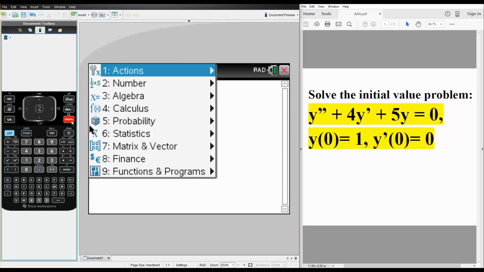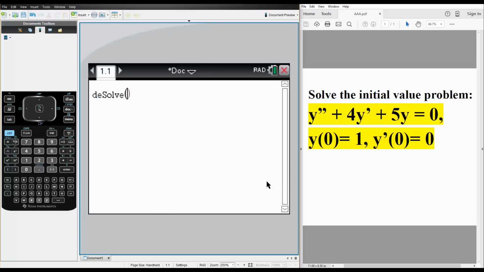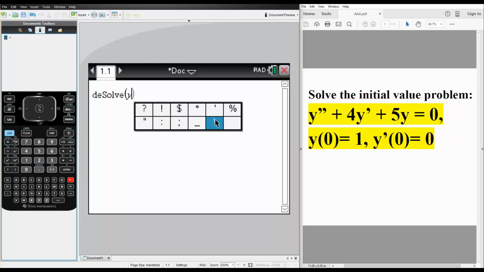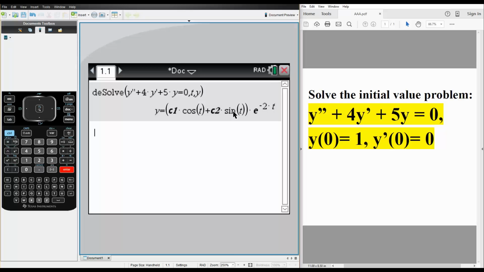So let's get started. We'll hit Menu, Calculus, and go down to D for Differential Equation Solver. We have y double prime, so we hit this icon once, and we do it again. So we have y'' + 4 times y' + 5 times y is equal to 0. An important thing to remember is we write comma t comma y like this, hit enter, and this is our general solution. But since we have the initial value, we're not done.